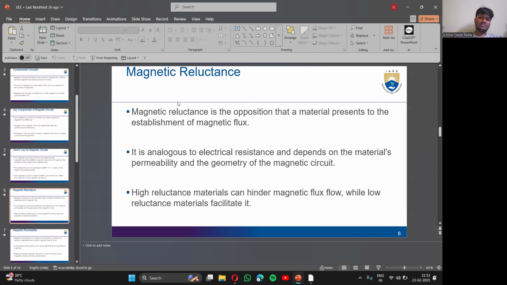Magnetic reluctance is a term similar to electrical resistance. If current is not able to flow through a medium, we call it electrical resistance. Same case with magnetic reluctance. If a material is unable to channel magnetic force, that is called magnetic reluctance. It is generally an opposition in a material to magnetic flux, which doesn't let it flow. High reluctance materials hinder magnetic flow, while low reluctance materials channel it.